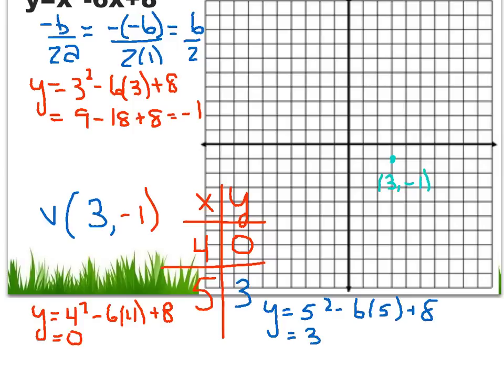So I'm going to go ahead and plot these points. (4, 0) and (5, 3). And remember, we have to do our AOS, and our AOS is going to be right here at the x-coordinate of my vertex. So x equals 3 is my AOS. And I'm going to take all of my points and reflect them over the AOS. So that point is (2, 0). And then I get this point up here, (1, 3). Connect my dots here.